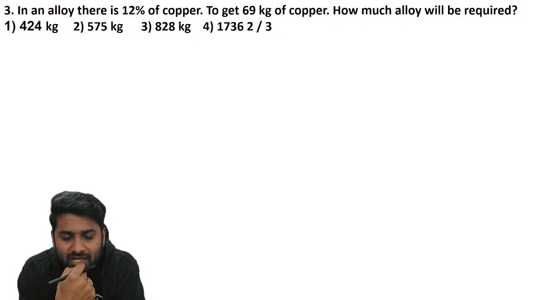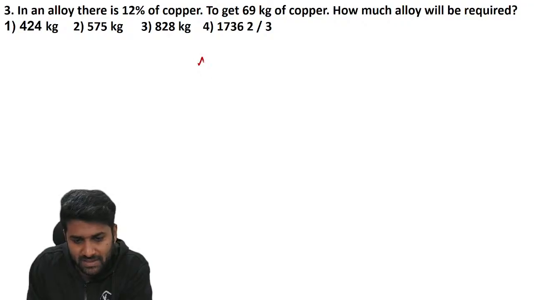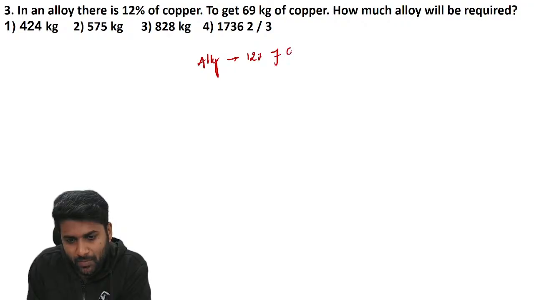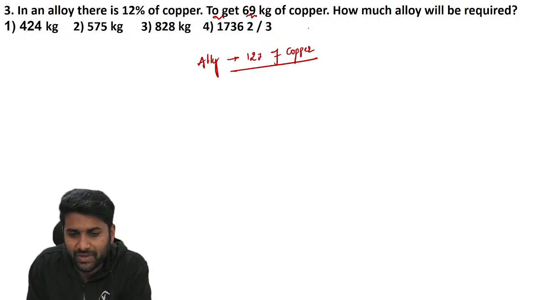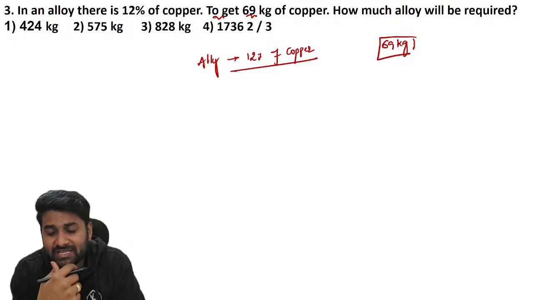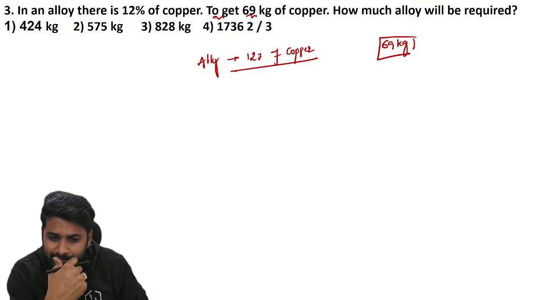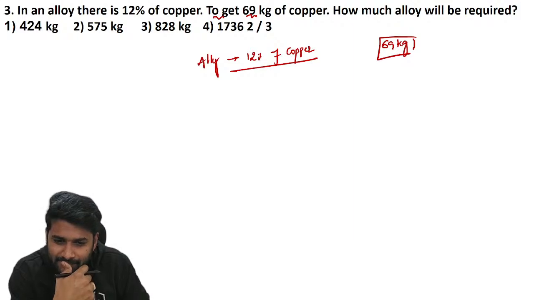Now, in an alloy, there is 12 percent of copper. To get 69 kg of copper, how much alloy will be required? You understand that? So the alloy has 12 percent of copper. The information mentioned is that we need 69 kg of copper. So how much alloy will be required? Try to solve this question.